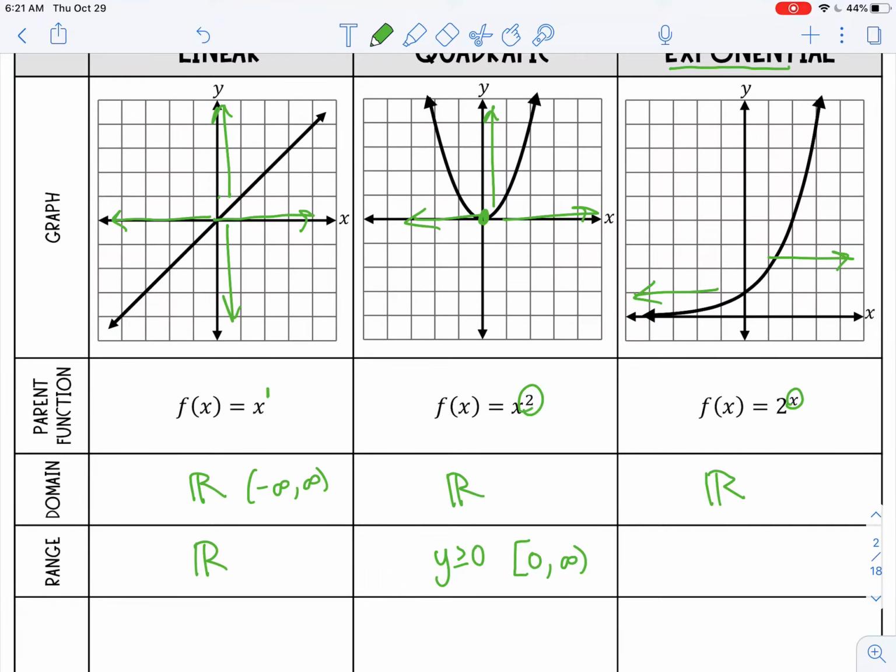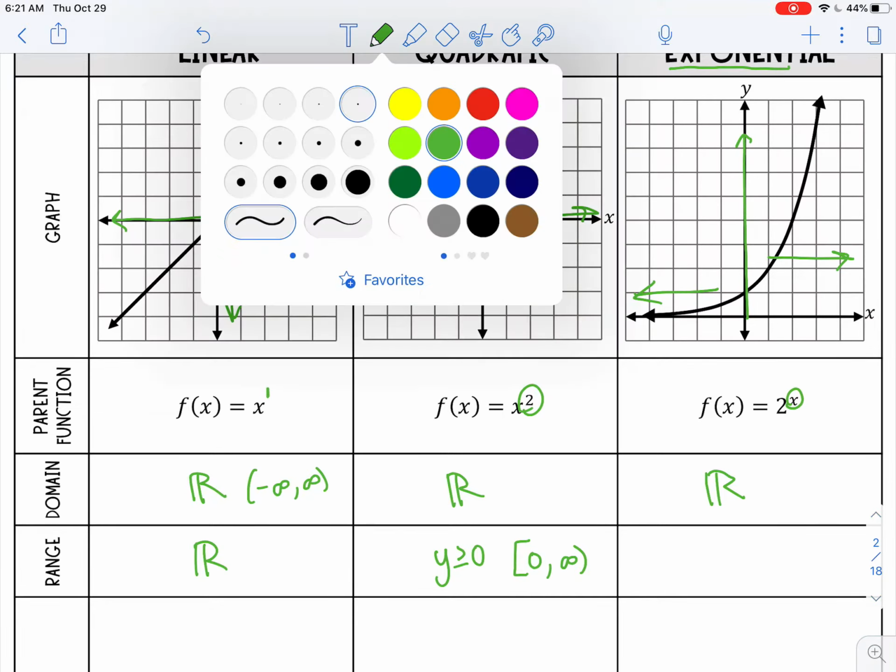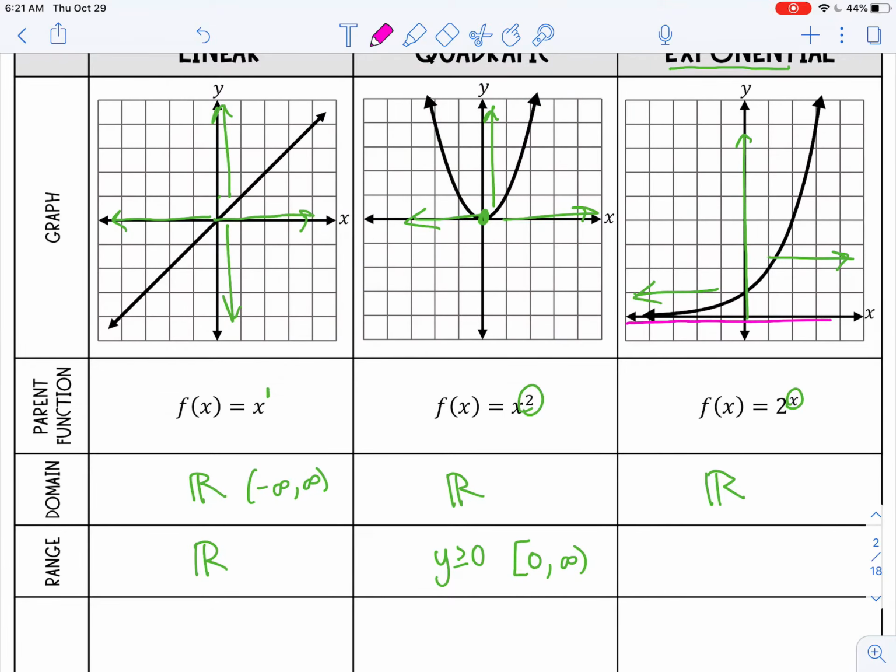And then for exponential, it's everything from 0 up. But one thing we have to remember about exponential is it has that asymptote. So it never actually touches, even though it looks like it does on this graph. If we zoomed in really far, it would never actually touch at 0. So it's y is greater than 0, but not equal to. Or you could write it like this. No brackets because it doesn't actually touch at 0.